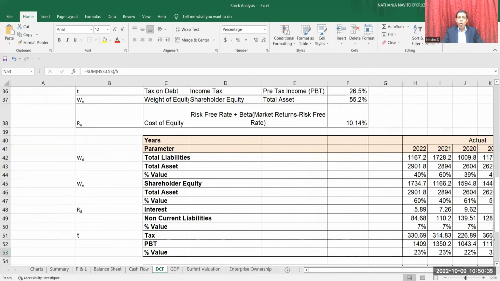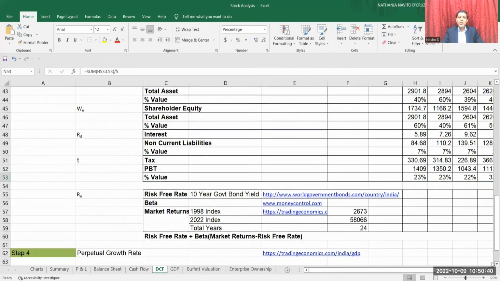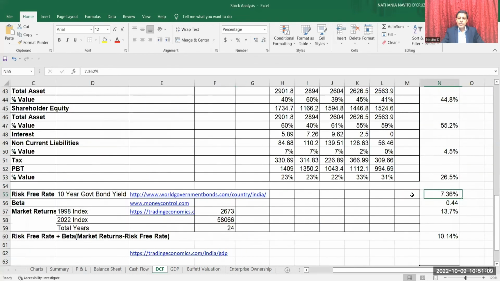Now that we know all the major portions of the formula, we get into our last portion of the formula, which is our RE, that is the return or the cost of equity. So for calculating the cost of equity, we find out what is the 10-year government bond yield. To get this value, we look into governmentbond.com India. This is the link where you can find out the 10-year government bond yield. It is about 7.3. It is noted down here.